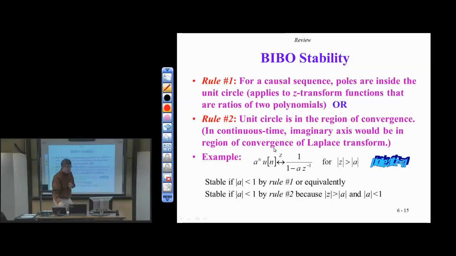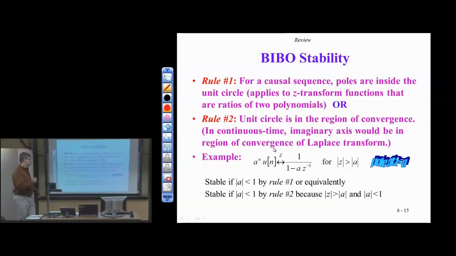Okay, so let's put this in words. Again, these are two ways to interpret the condition that the absolute value of the impulse response has to sum to a finite value for the case of an infinite impulse response filter. These rules are two sides of the same coin. The second rule is more general. The first rule is for a causal system, and the second rule is for either causal or anti-causal or two-sided even.